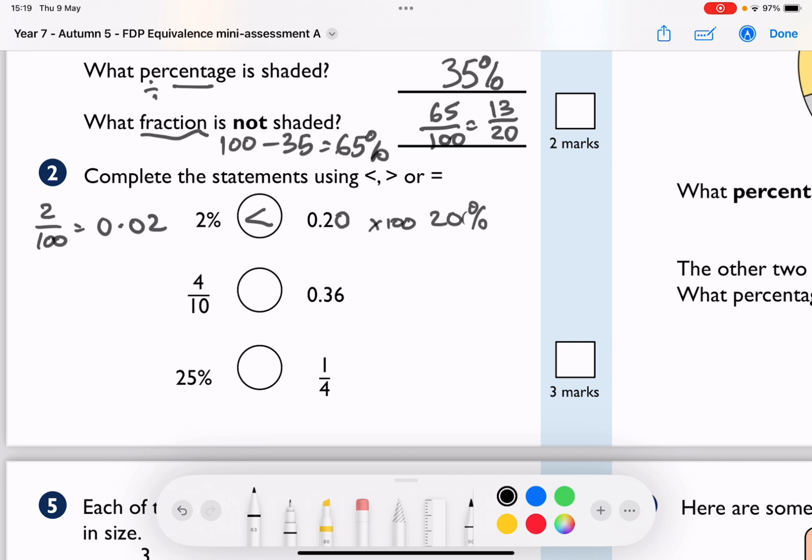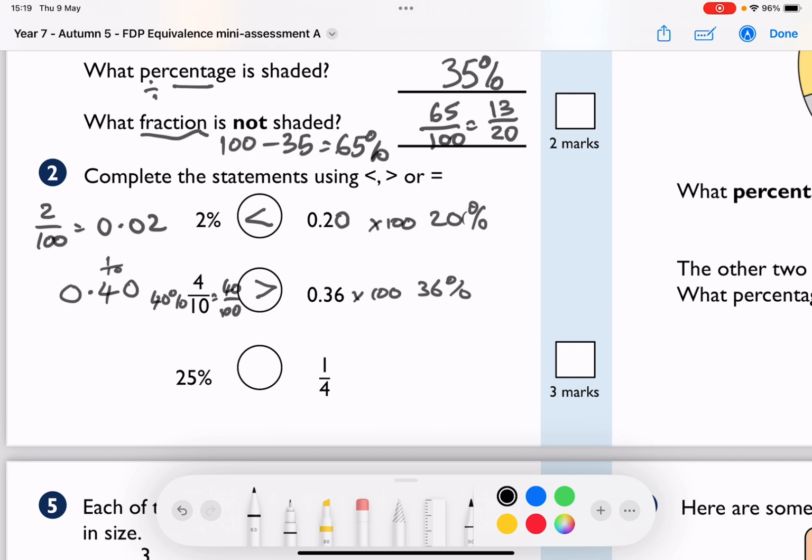The next one, 4 over 10. Well, that is 0.4. It's in the tenths column, which is 0.40 to 2 decimal places. That is bigger than 0.36. You could have called this one 40%. And if I times this by 100, I could have called it 36%. And that's 40% because that's 40 over 100. So there's lots of working out going on here.